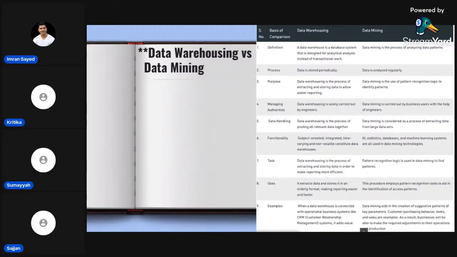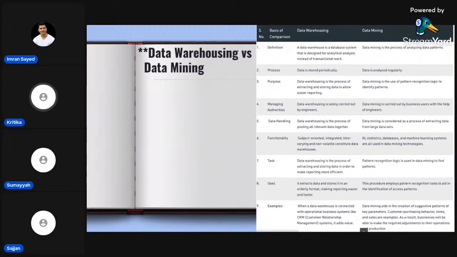Data warehousing and data mining. Data warehouse is a database system that is designed for analytical analysis instead of transactional work. Data mining is the process of analyzing data patterns. Data is stored periodically, data is analyzed regularly. Data warehousing is the process of extracting and storing data to allow easier reporting. Data mining is the use of pattern recognition logic to identify patterns.